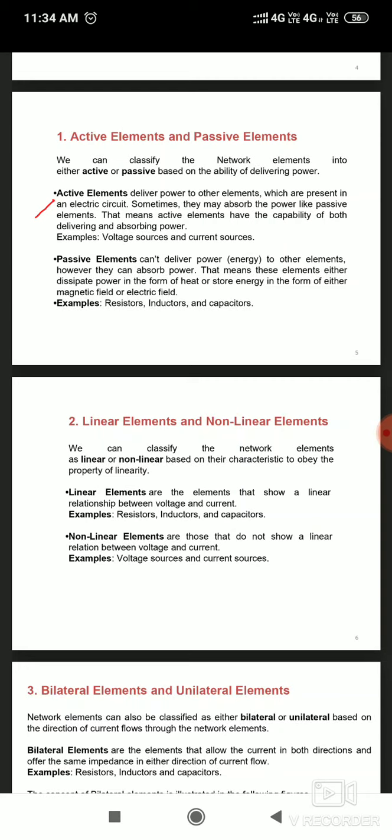Now what are the examples, how to identify this is an active element and this is a passive element? Active element examples are voltage sources, current sources, power sources, which deliver the current and deliver the power in the circuit. So voltage sources and current sources are the examples of active elements.